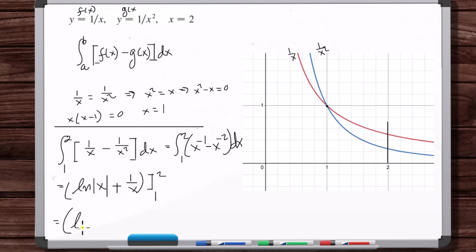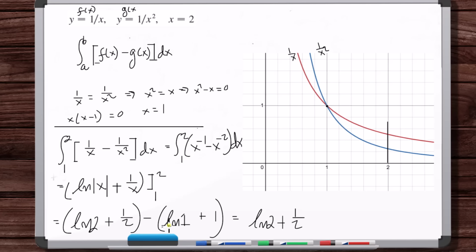Okay, natural log of 2 plus 1 over 2 minus natural log of 1 plus 1. So this is natural log of 2 plus 1/2. E to the 0 is 1, so this is 0. So just minus 1. So this is natural log of 2 minus 1/2. There you go. That's it. That's this area here. Really cool.